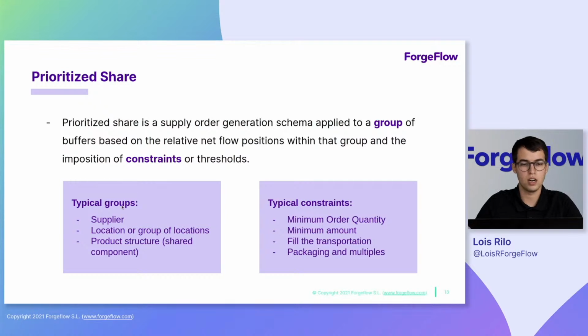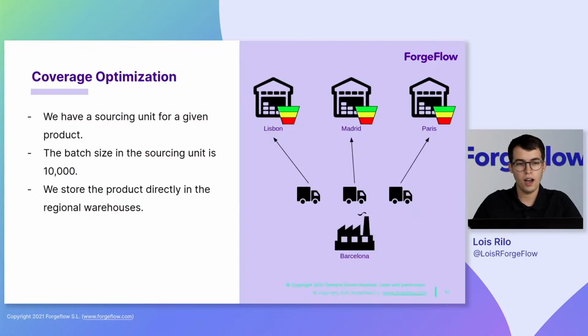Typical groups of parts are grouped by supplier, by location, or group of locations, by product family, etc. And typical constraints can be the order MOQ, a minimum amount, to fill a transportation unit like a truck or a container in a boat. We can also have constraints of packaging, some filling packages, multiples of quantity, etc. But how is this solved in DDMRP? How does the Priority Share work? Well, the concept is quite simple yet quite powerful, and you will see with this example.